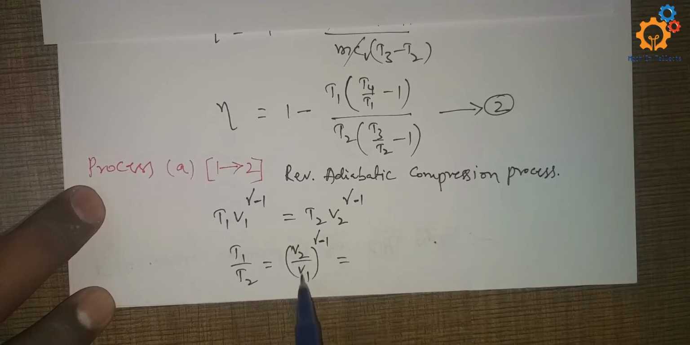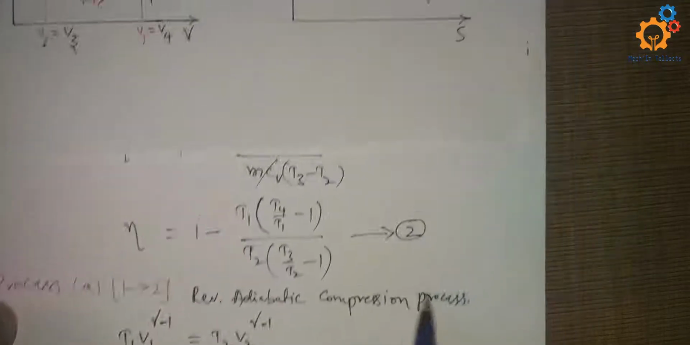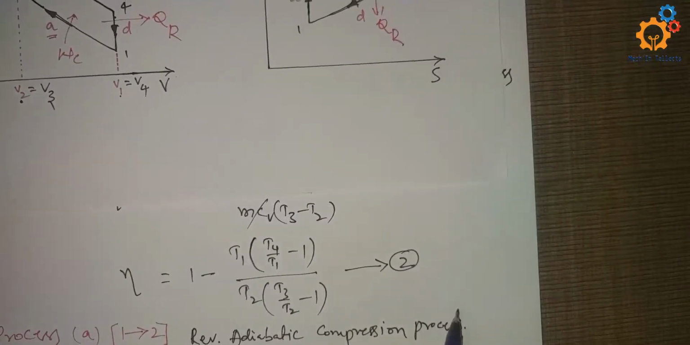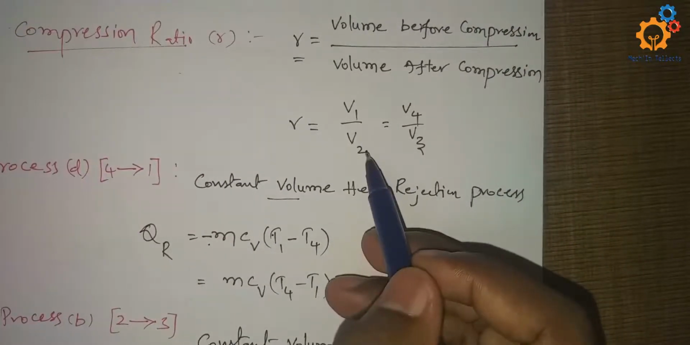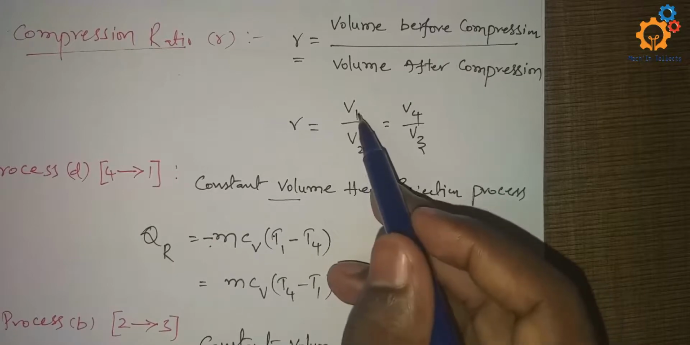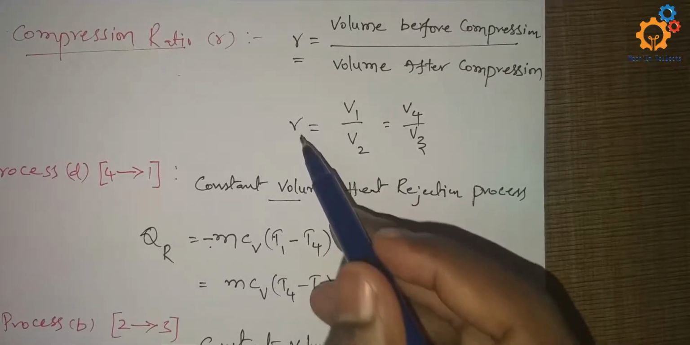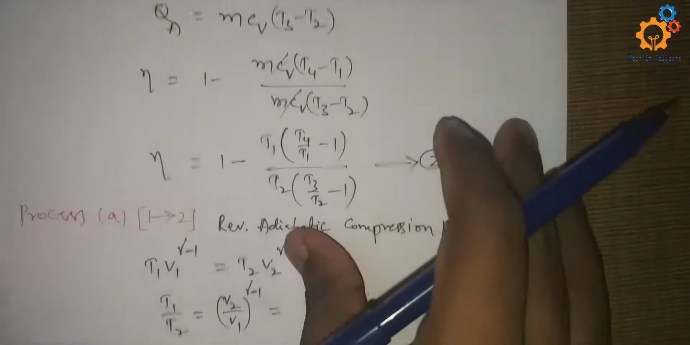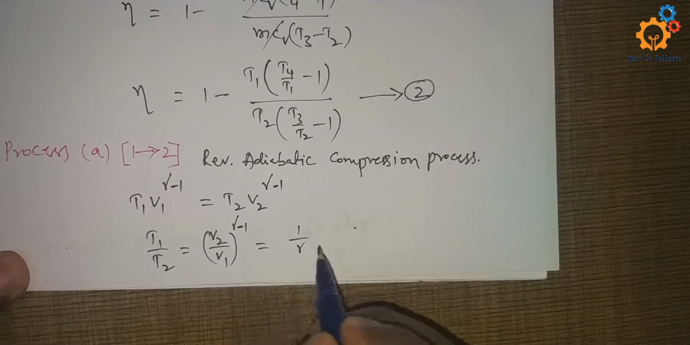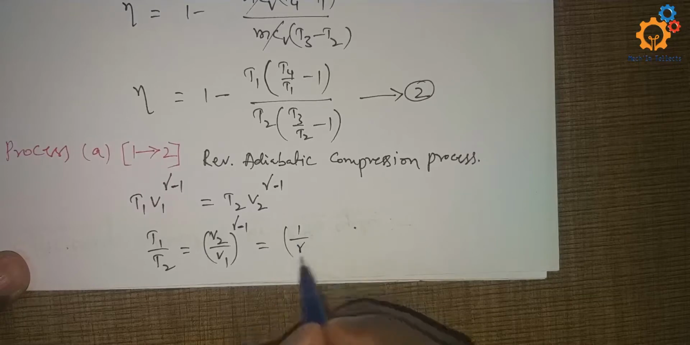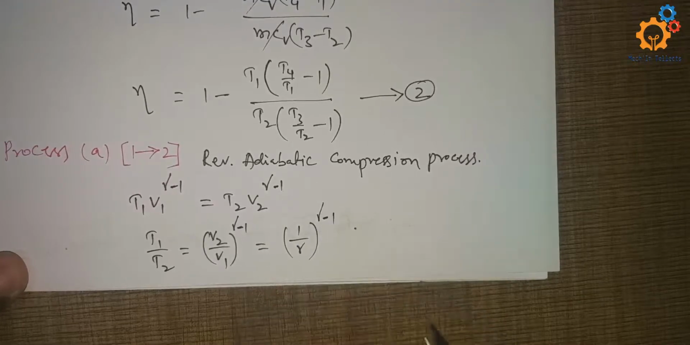We know V2 by V1. We define compression ratio as V1 by V2. So V2 by V1 can be taken as the inverse of compression ratio. So V2 by V1 can be taken as 1 by R, whole power gamma minus 1.